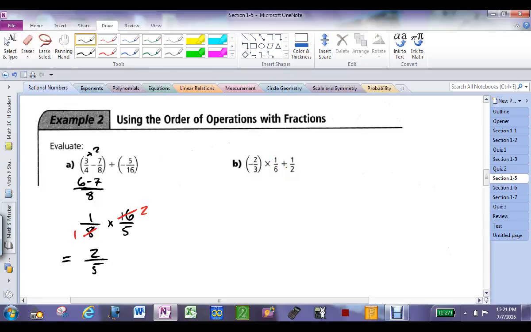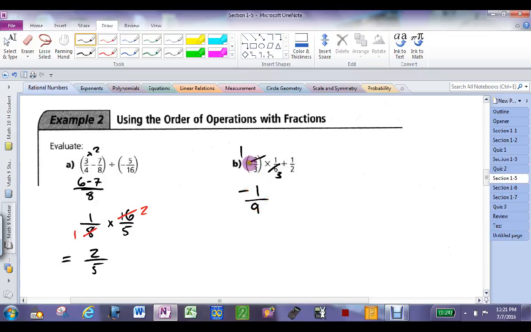What about this one? That's nice up here. Are there brackets? No, there aren't. So I can just go ahead and work. What do I do? Multiply or add? Multiply. Check diagonally. Do 2 and 6 work? Yeah. How many 2s go into 2? 1. How many 2s go into 6? 3. What's 1 times 1? 1. 3 times 3? 9.